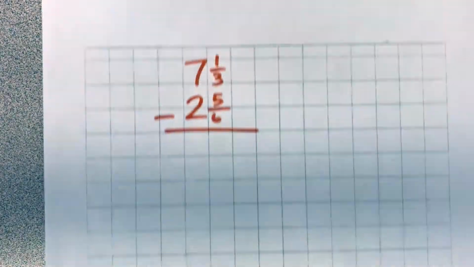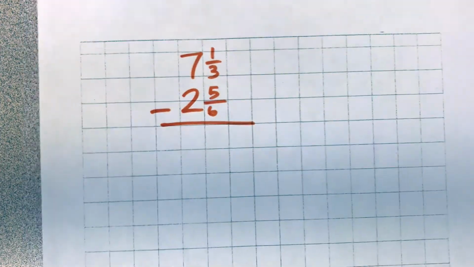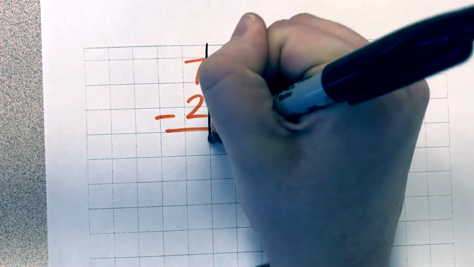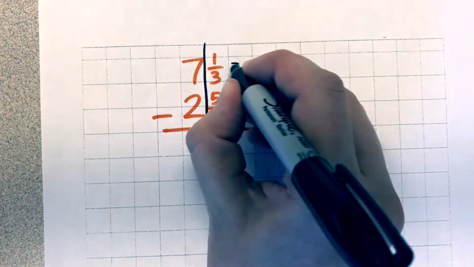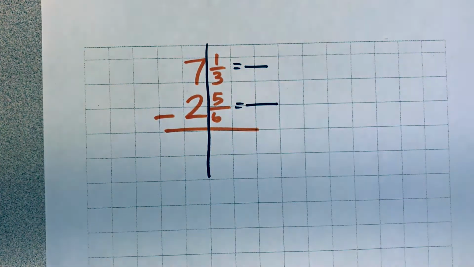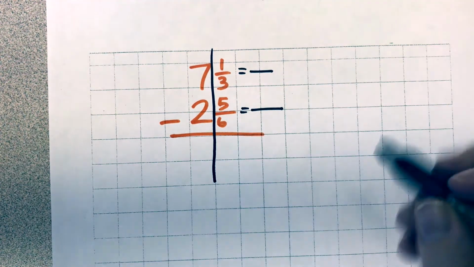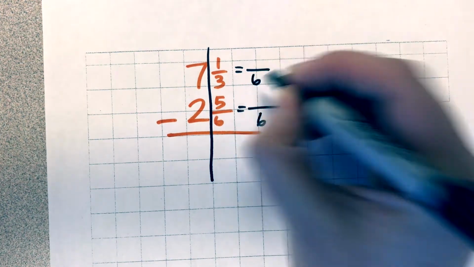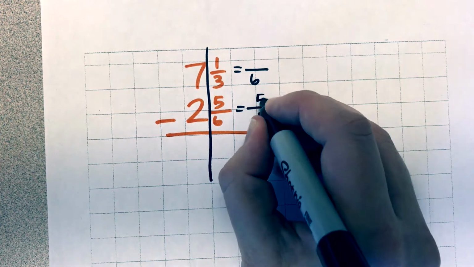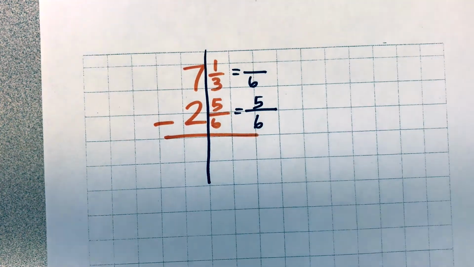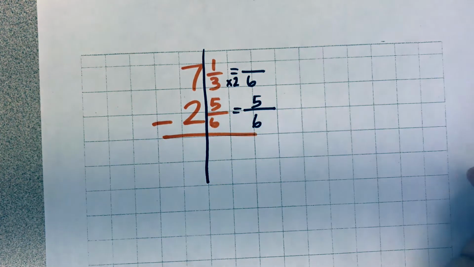So let's look at another one. Here we have 7 and 1/3 minus 2 and 5/6. Again, we always separate our whole numbers and our fractions first, and then we want to find common denominators between our two fractions. So we have here 3 and 6. 3 can go into 6, so we're just going to use 6 as our denominator. 6 and 6, so we don't need to do anything to the 5/6. 5/6 stays the same. But up here at the top, between 3 and 6, we have to multiply by 2.